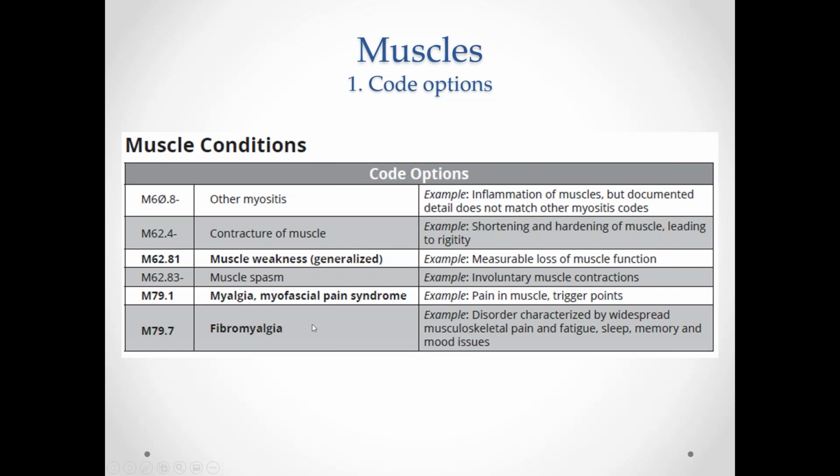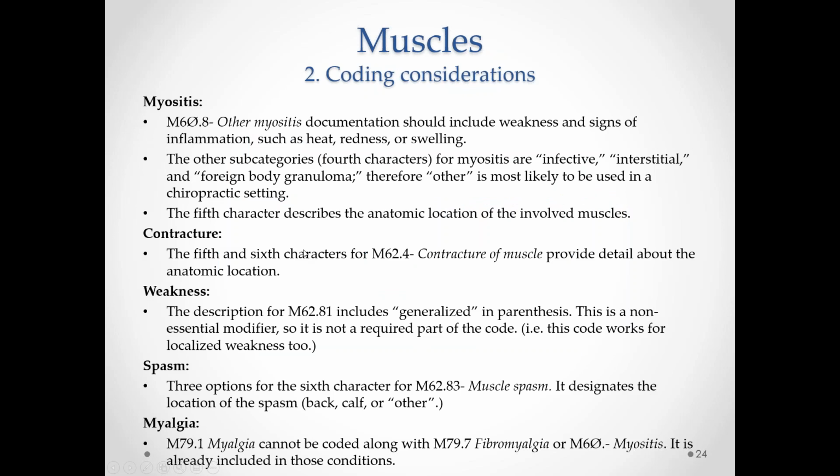So let's dive into what the code set teaches us about these codes. If I were to open up the code book and read up on these codes and look at the guidelines and compare it to the codes around it, here's what I might learn. For myositis, I would expect you to document other signs of inflammation, which might include heat, redness, or swelling. As I mentioned, the other subcategories are infective myositis, interstitial myositis, and foreign body granuloma.